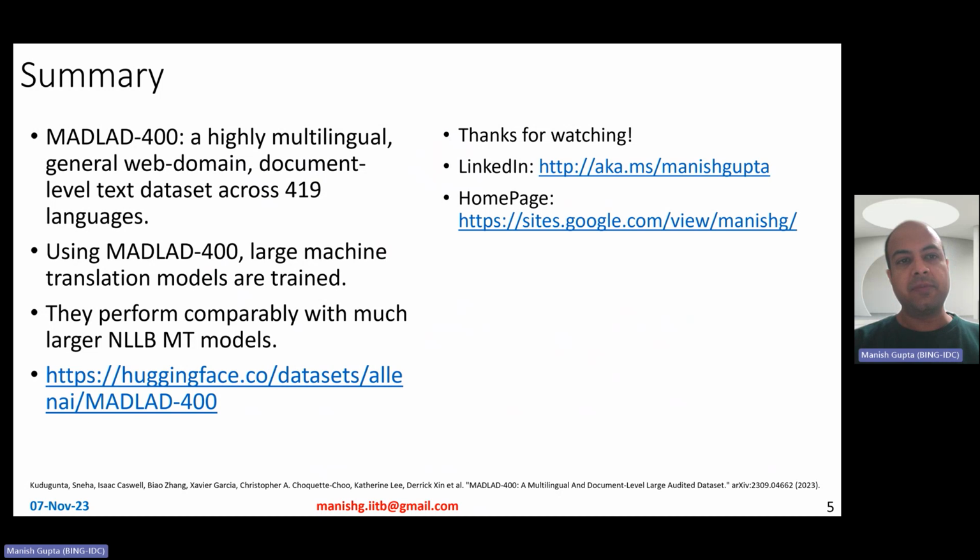Just to summarize, we discussed MADLAD-400, which is a highly multilingual, general web domain, document-level text data set across 419 languages. It's cleaned to a good extent, right? Using MADLAD-400, these authors trained large machine translation models, both transformer encoder-decoder models and also a decoder-only model. Their models seem to be performing comparably with much larger machine translation models. And if you want to experiment with them, they are openly available: the clean data set, the noisy data set, and also the models that we talked about.